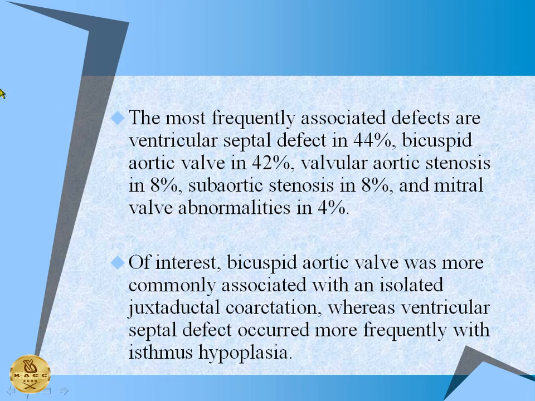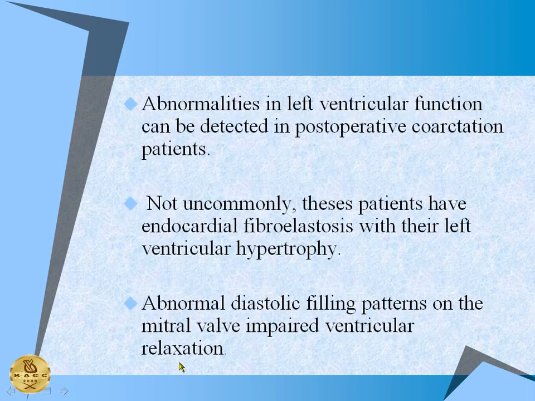The most frequently associated defects are ventricular septal defects in 44%, bicuspid aortic valve in 42%, not necessarily stenotic or not, valvar aortic stenosis in 8%, subaortic stenosis in 8%, and mitral valve abnormalities in 4%. Of interest, the bicuspid aortic valve was more commonly associated with an isolated juxtaductal coarctation, whereas ventricular defects are associated with isthmus hypoplasia, the longer type of coarctation.